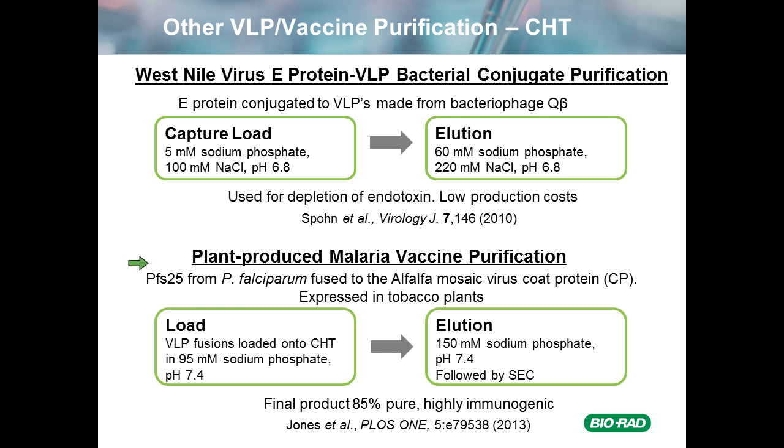And also the production costs were quite low as a result. CHT has also been used to produce a plant-based malaria vaccine. In this case, it's the PFS25 protein from P. falciparum. It's been fused to the alfalfa mosaic virus coat protein, again to make a VLP, and expressed in tobacco plants. Here the load was in 95 millimolar phosphate, and the elution was in a higher phosphate concentration.